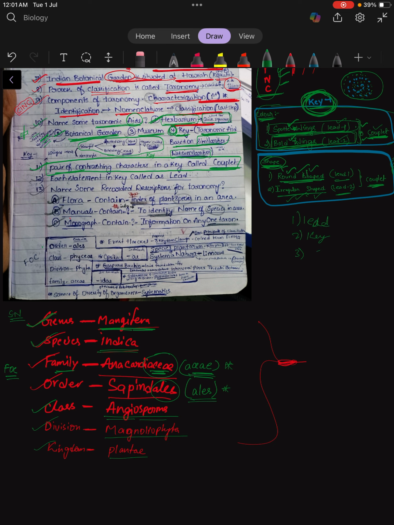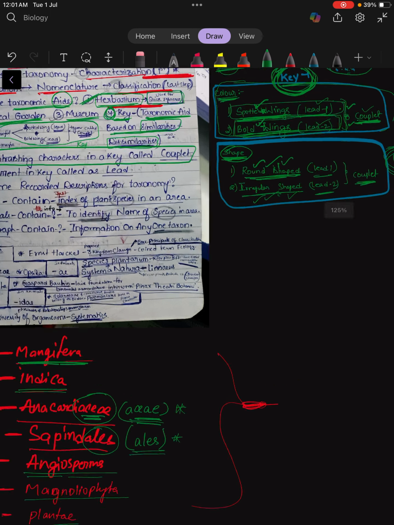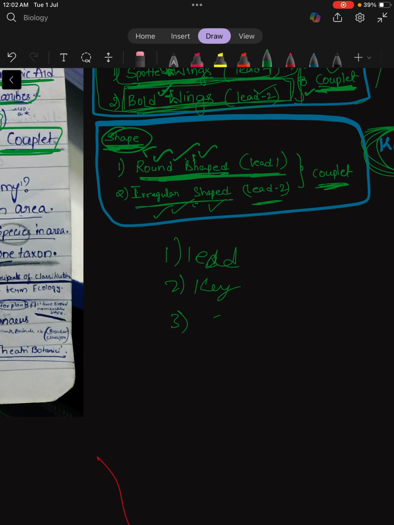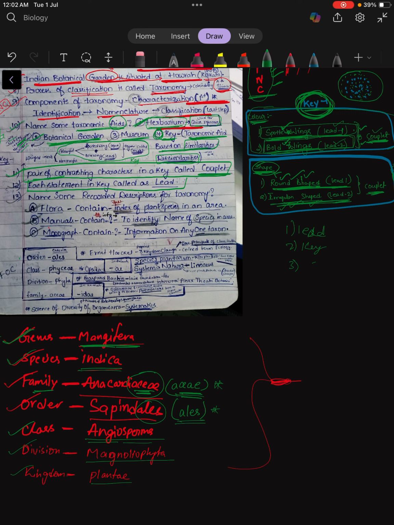So the second important line in this lesson was: each statement in a key is a lead. Each statement in a key is called a lead. Okay, if they mention each statement, you should opt for lead. If they mention pair, you have to select couplet.